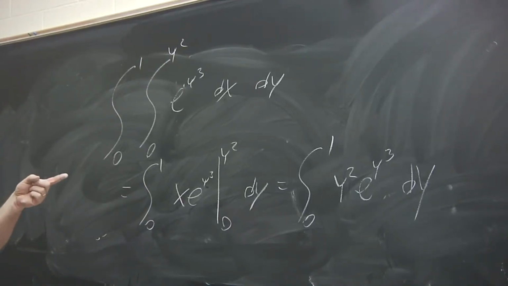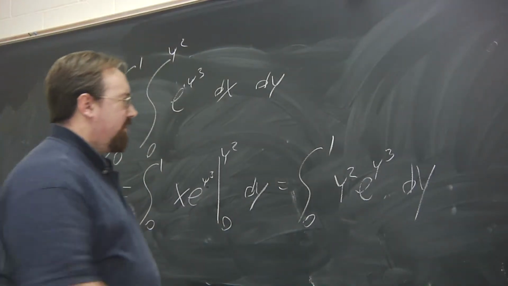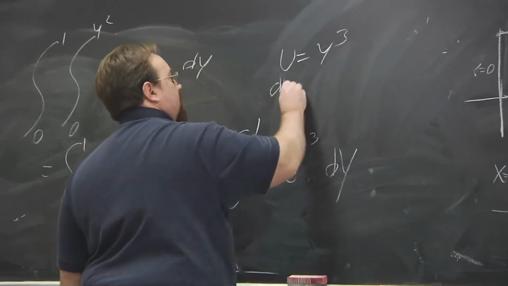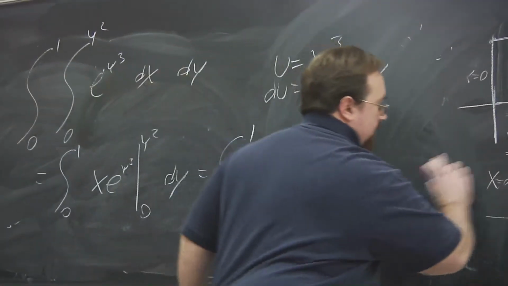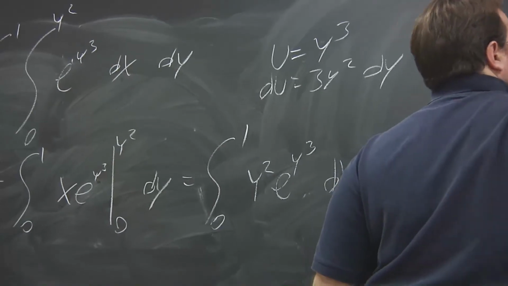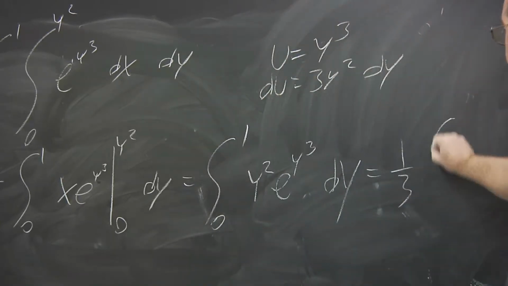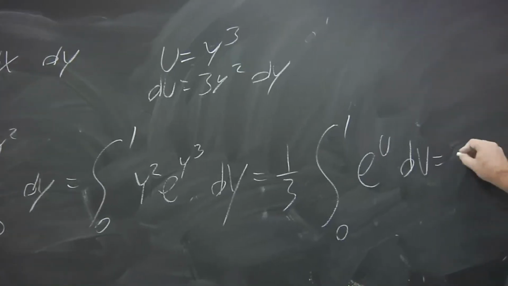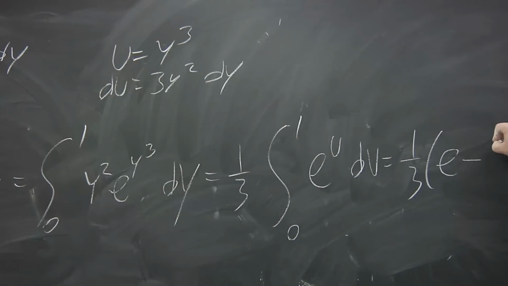And how come this one, unlike the other one, is totally doable? That's the derivative of y cubed. Yes. So the substitution we make, good old u substitution, u equals y cubed. So du is 3y squared dy. So we're going to get 1/3, and to go from 0 to 1, e to the u du. So finally we get 1/3 (e minus 1).